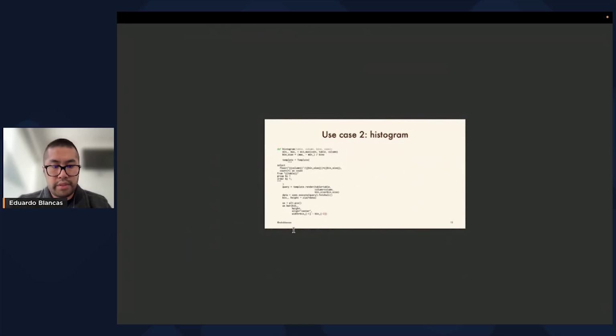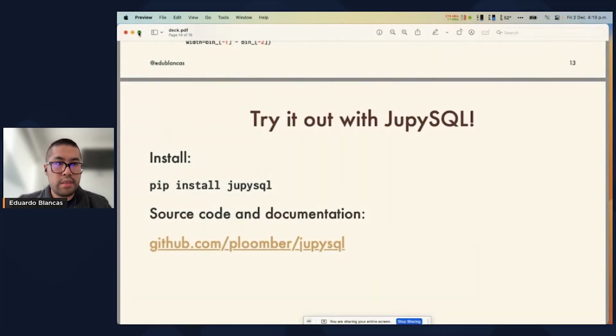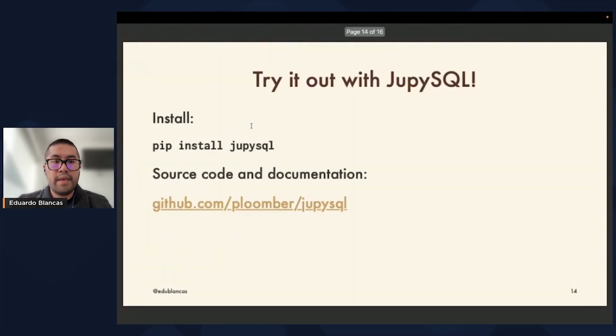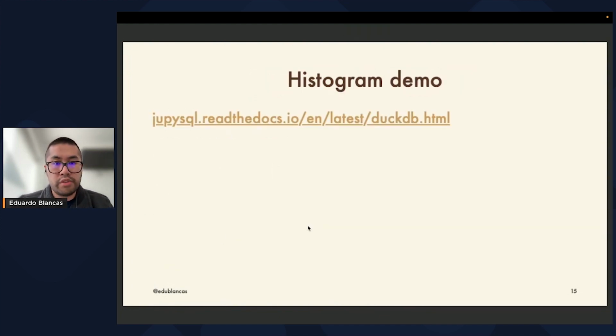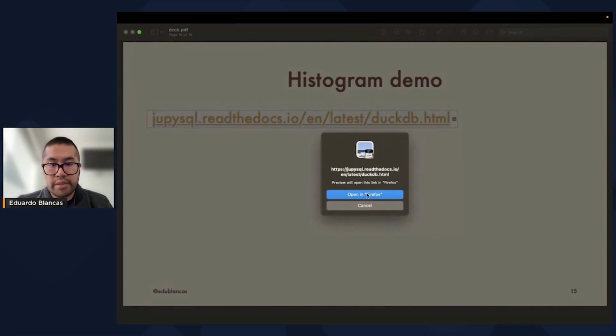Let me go to the next slide. Okay. Now, I have an open source implementation for both of these things. So you can use it to look at the code, see it in detail, and see how the implementation looks. And also, you can try it. You can do pip install jupySQL, and you can find the documentation at github.com/plumber/jupySQL. We also want to show you some quick demos so you can see how it looks in practice.